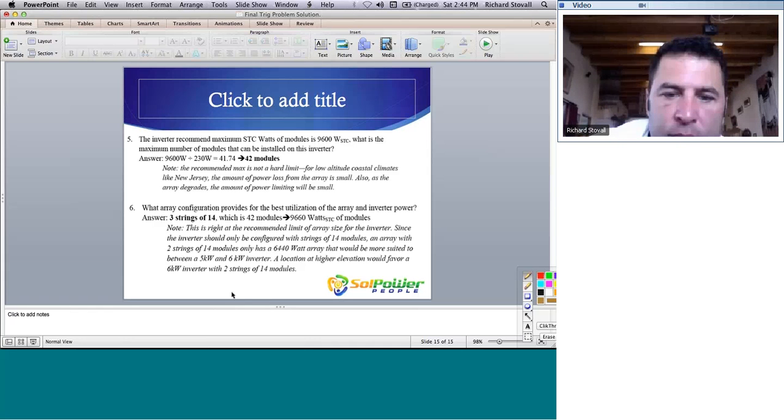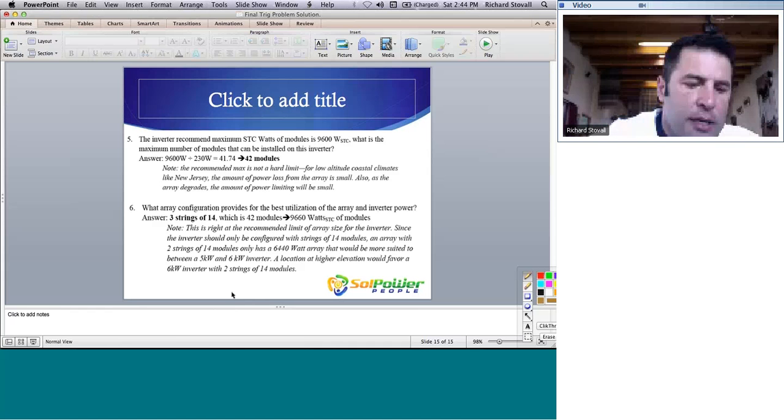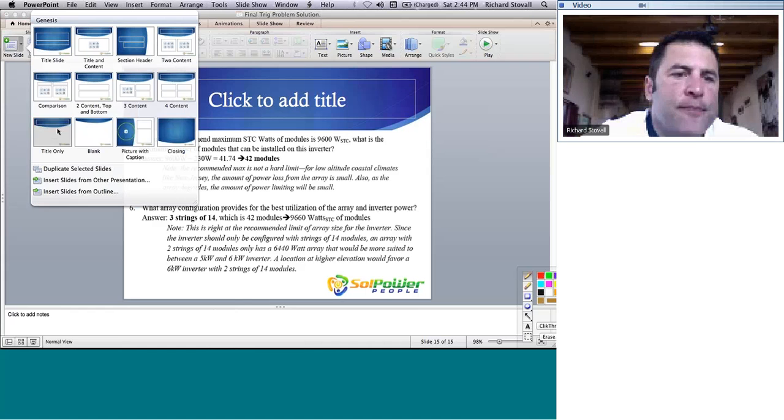Let's see. Yep, so 2 strings of 14 would only give you 6,440. The location at higher elevation would favor a 6 kW inverter with 2 strings of 14 modules. I'm not sure what the rationale is on that, how the higher elevation impacts that. So I'm not going to think about that too much, and we'll move on to the next thing.